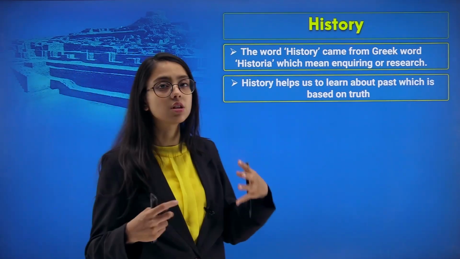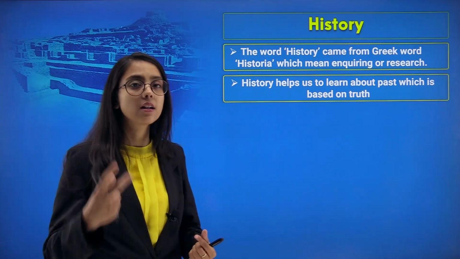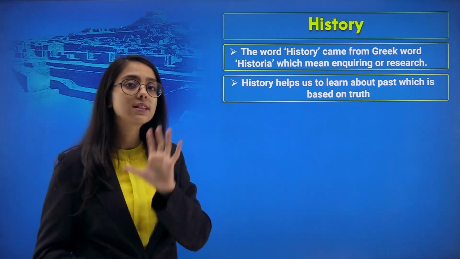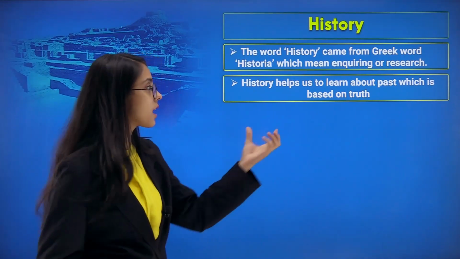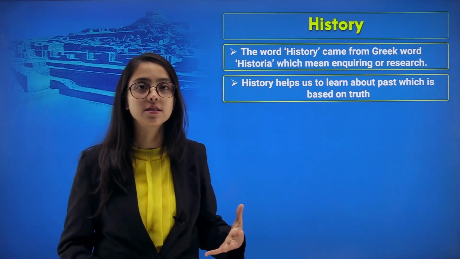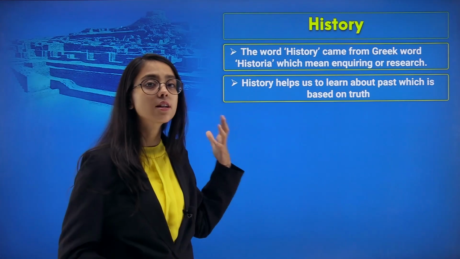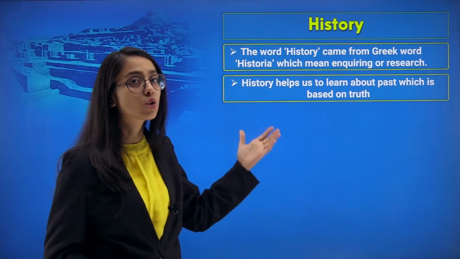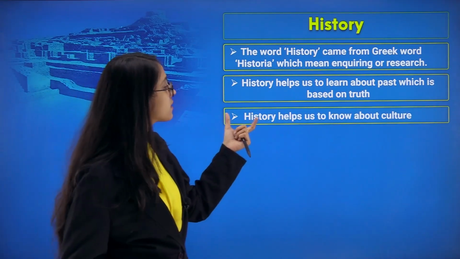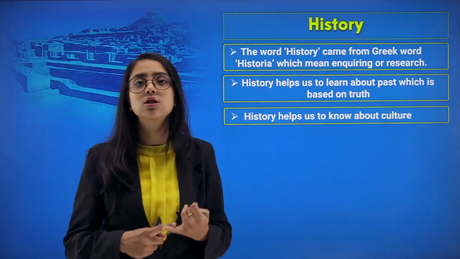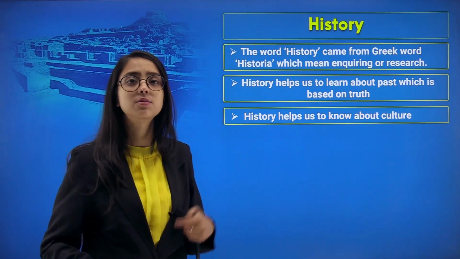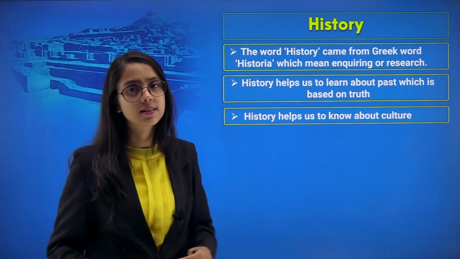History helps us to learn about not just one thing, but a lot of things that happened in the past, that have already happened, and all these things have a common background, which is that they are all based on truth and facts. These are not stories that we narrate or fiction. These are all the things and events that took place and that are true in nature. Then we will see that history helps us to know about culture. What kind of people used to live, what were their traditions, rituals, customs, culture, their day-to-day activities, etc.